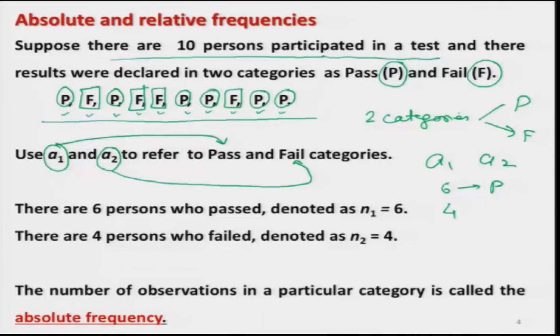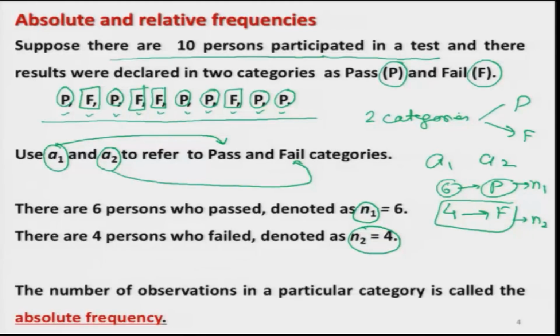So, there are 4 candidates who failed. Now, the number of candidates who passed and the number of candidates who failed are denoted by, say, N1 and N2. This category is N1, and this category is going to be denoted by N2.